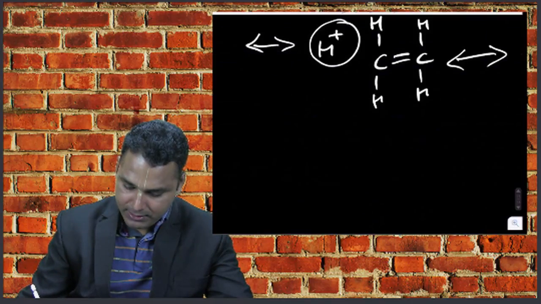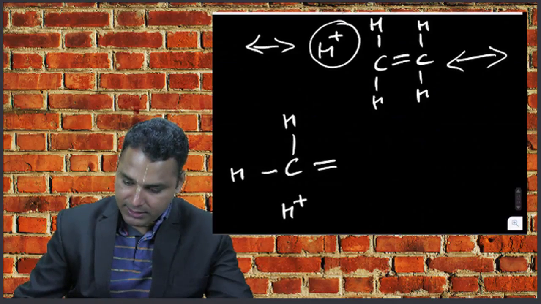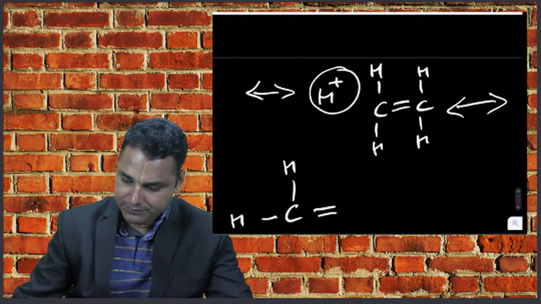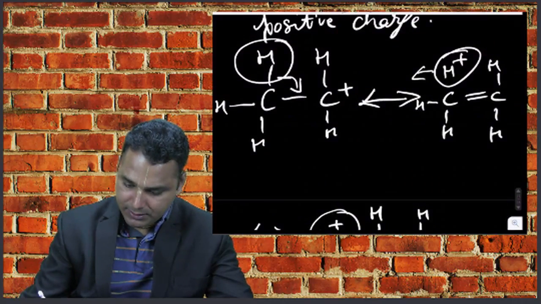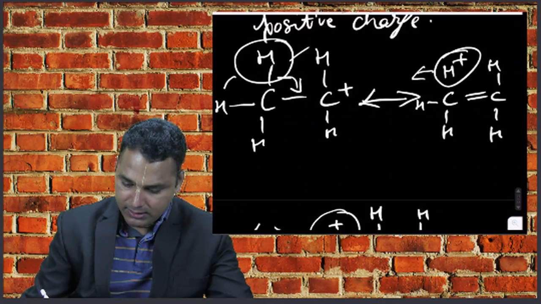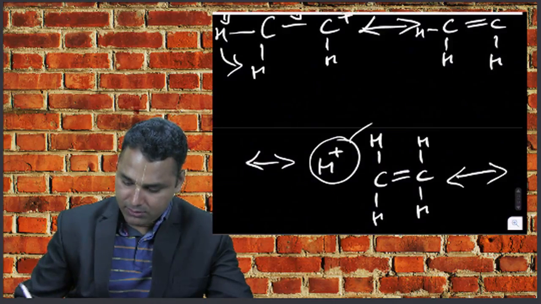So we can write it like this also, the same thing. Now this hydrogen atom has gone here, like it is shifting. Earlier it was here, then here, then here. Okay, so now this position, then this position, and now this position.